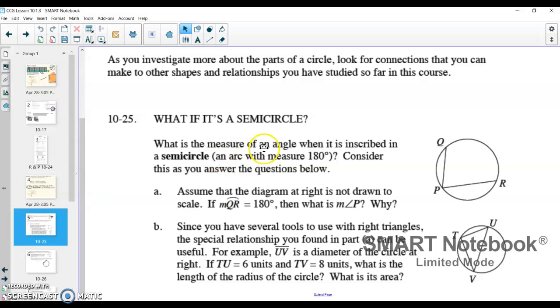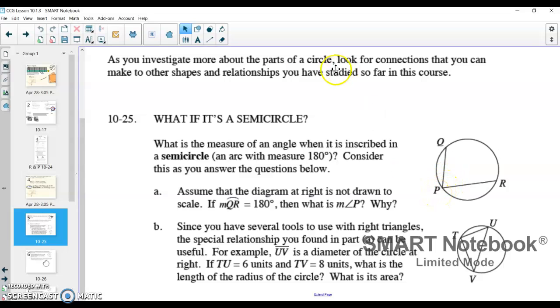It says, what is the measure of an angle when it's inscribed in a semicircle, an arc measure of 180 degrees? Consider this as you answer this next question. Assume that the diagram at the right is not drawn to scale. If the measure of arc QR, that arc measure right here, is 180 degrees, then what is the measure of P?